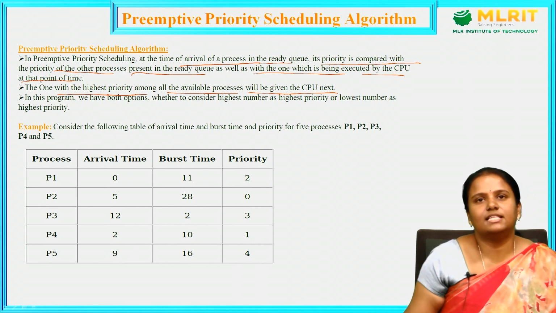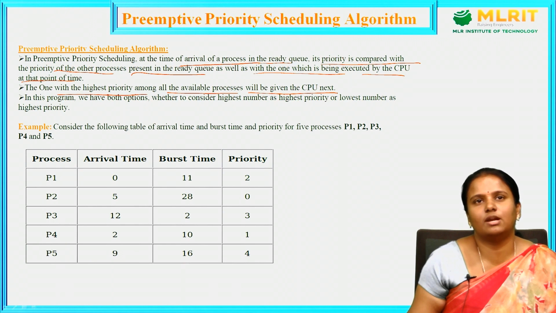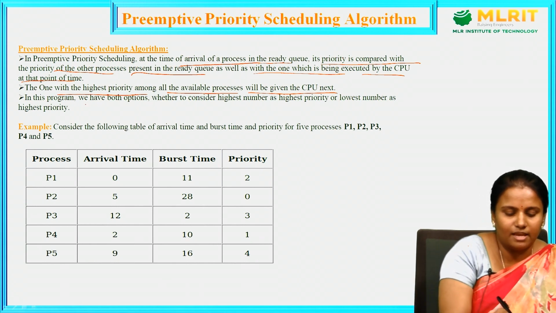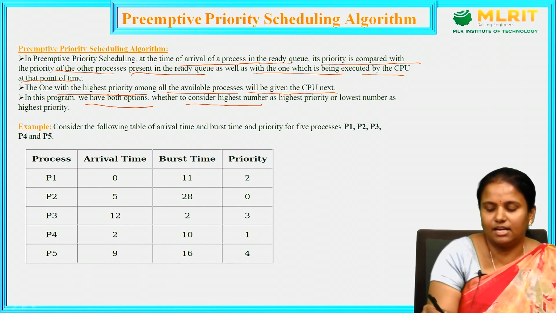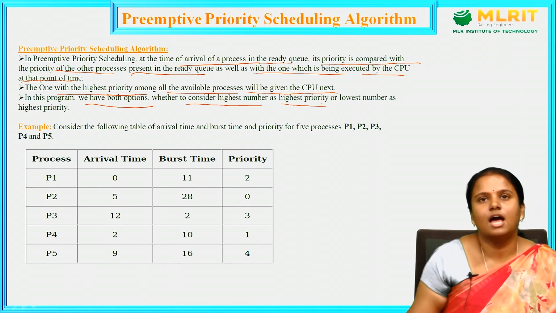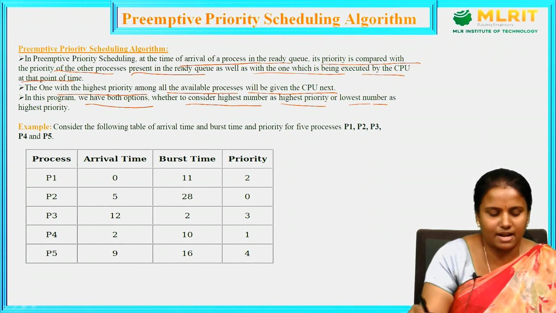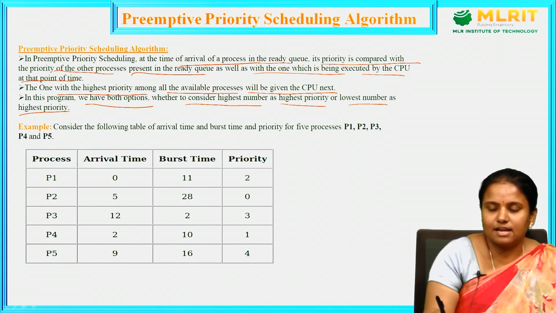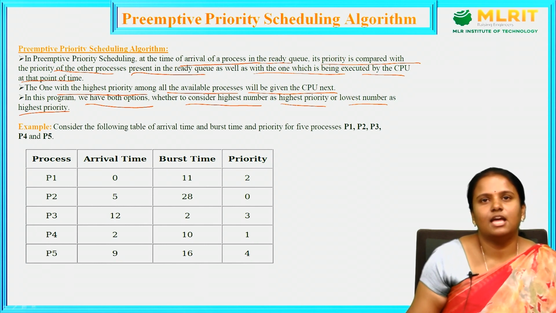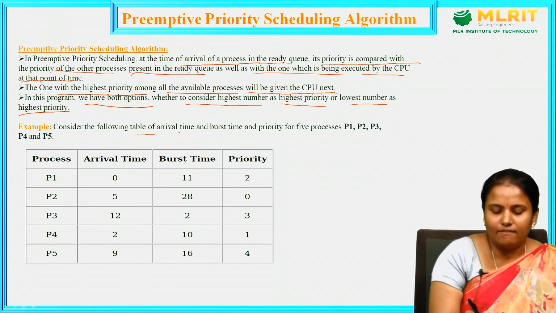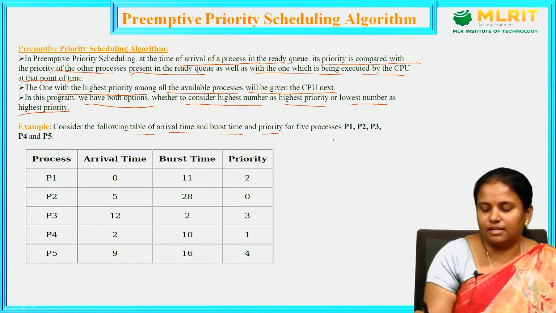Suppose P1 is existing, after the P2 and P3 execution only P1 will be executed. In this program we have both options: the highest number may be considered as highest priority, or the lowest number is considered as highest priority. That is based on your option. Consider the following table with the arrival time, burst time and priority of 5 processes.